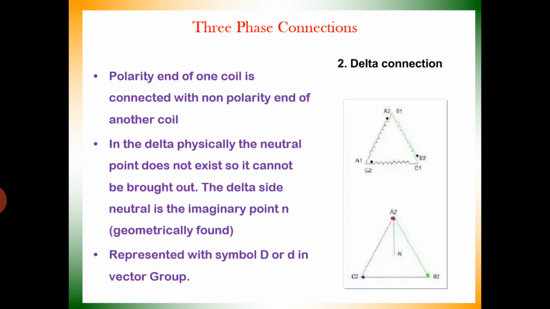In the second connection, delta, you can see the delta connection. The polarity end of one coil is connected with the non-polarity end of another coil. The symbolic representation of the vector group for delta is capital D and small d.